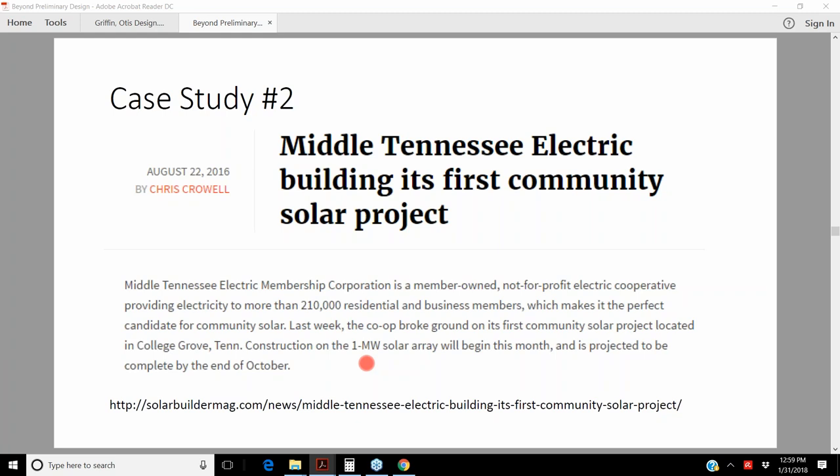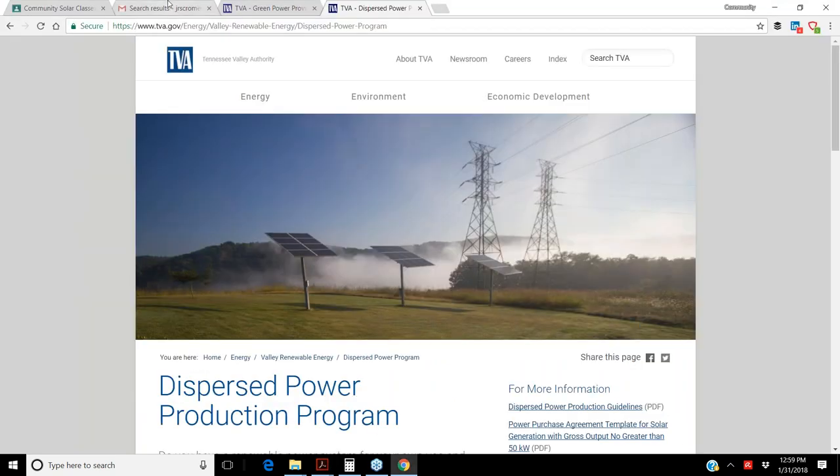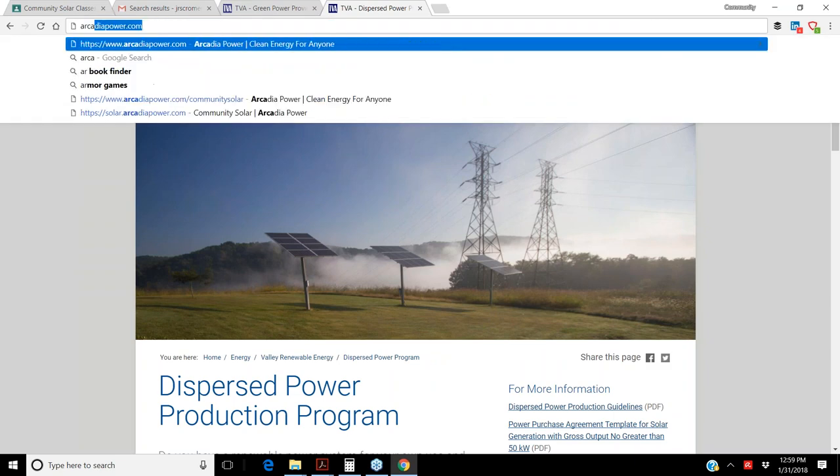And so they actually built the project before they even knew what their community solar business model would be. They said, well, this is just something we want to do. That's kind of an interesting takeaway: you can actually convert existing solar arrays into community solar opportunities. The example I want to bring up next is not in the slide, so I'll put the link into the chat box.